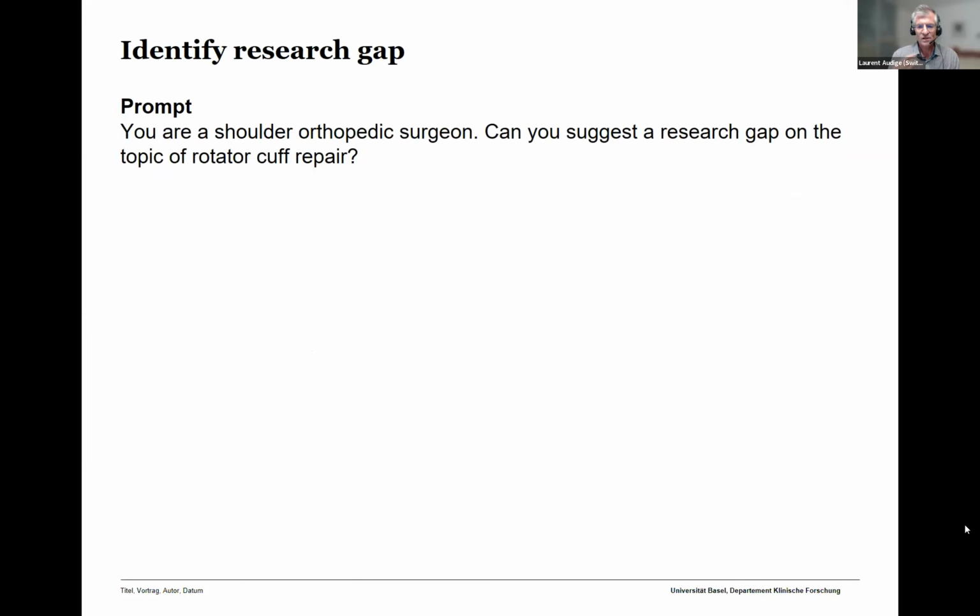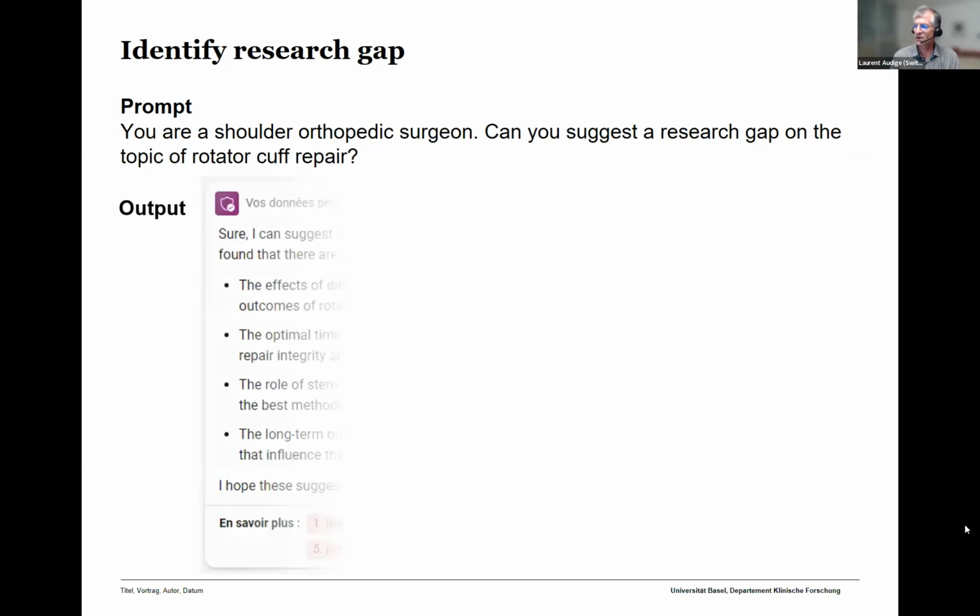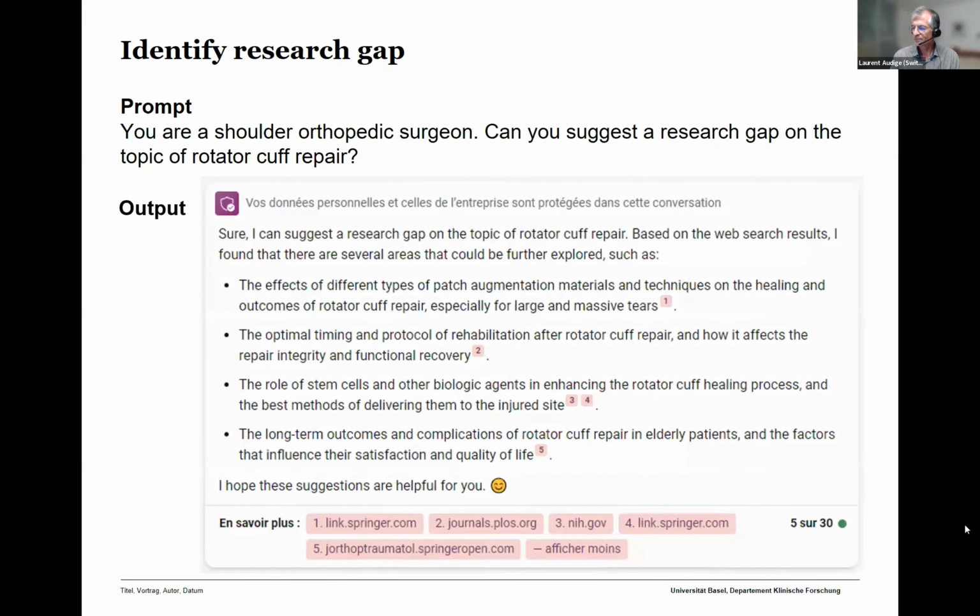Let me give you some of the examples I've tried. Identify a research gap. I've done some research on rotator cuff repair. So you are a surgeon, orthopedic surgeon. Can you suggest a research gap on the topic of rotator cuff repair? This is the output.